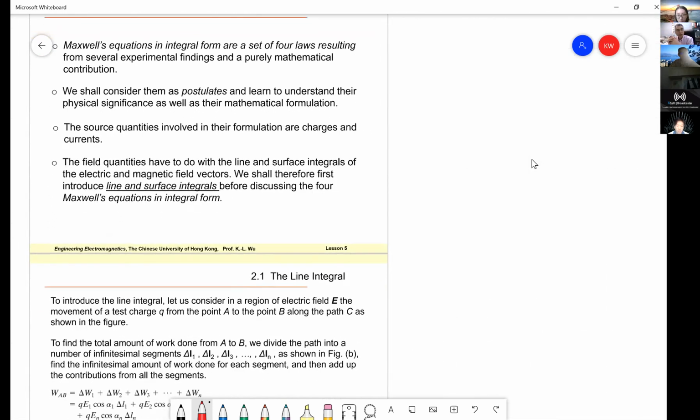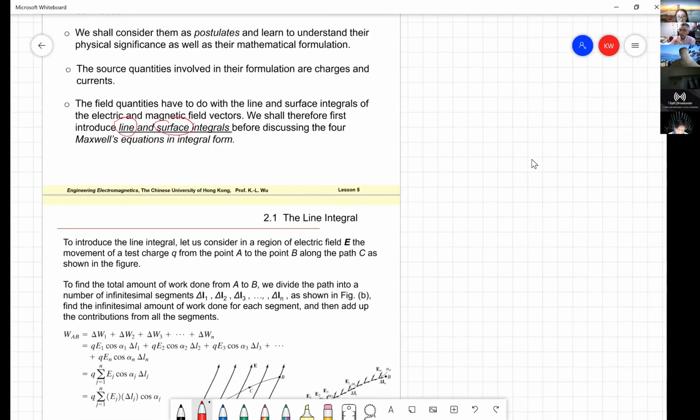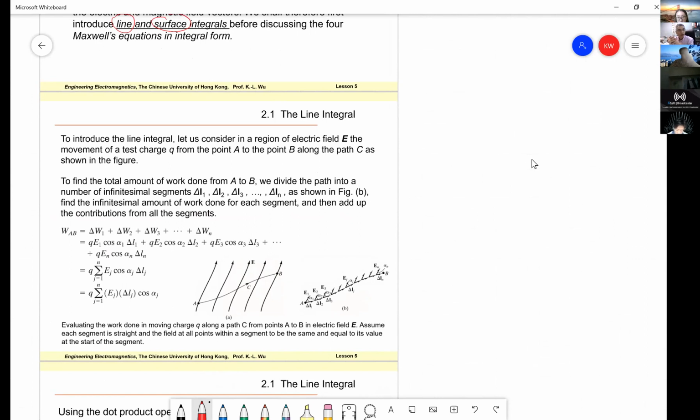But when we describe Maxwell's equations in integral form, inevitably we have to deal with two integrals. One is called the line integral, and another is called the surface integral. Line integral and surface integral both deal with vector quantities. Then let's take this opportunity to revise what we learned in mathematics.